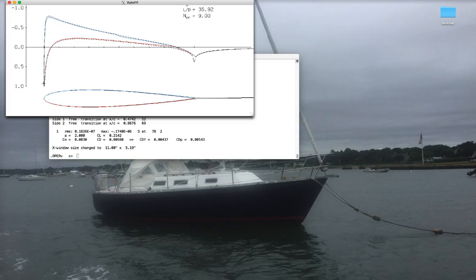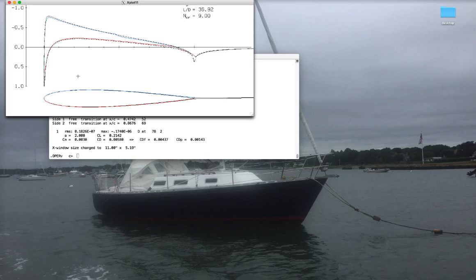As the flow travels up and over the upper surface, it is accelerating here to lower, more negative pressures. And then after it goes through what's called the suction peak, it starts to decelerate until it reaches the aft end of the wing.